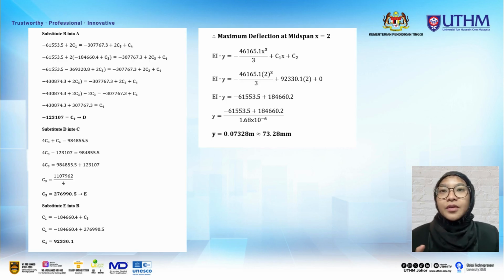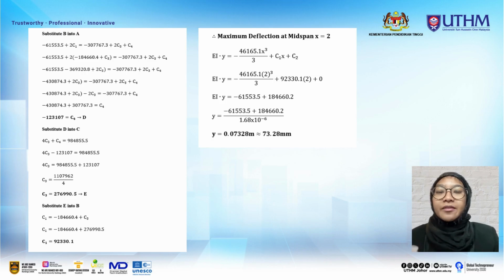Solving the system of equations, we find out that C1 is equal to 92,330.1 and C2 is equal to 0 and C3 is equal to 276,960.5 and C4 is equal to negative 123,107. These constants ensure smooth continuity and correct support behavior.